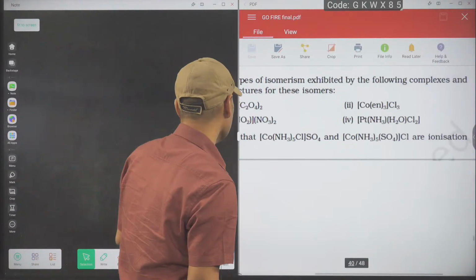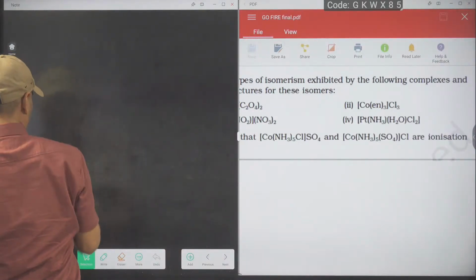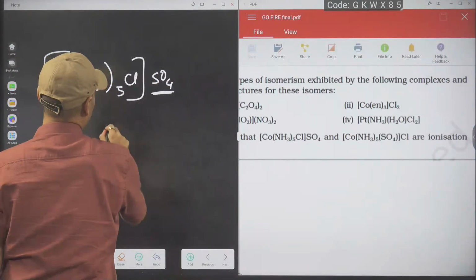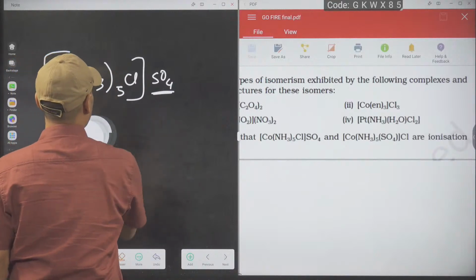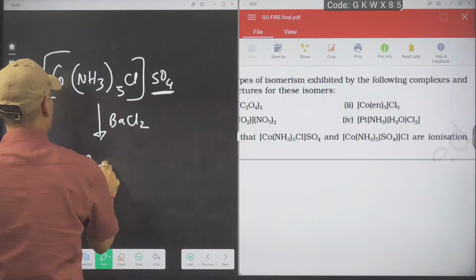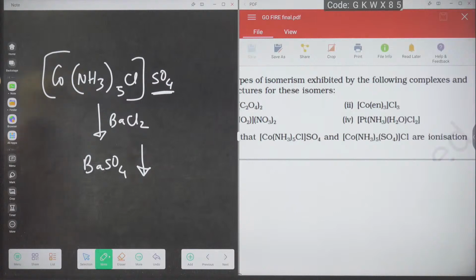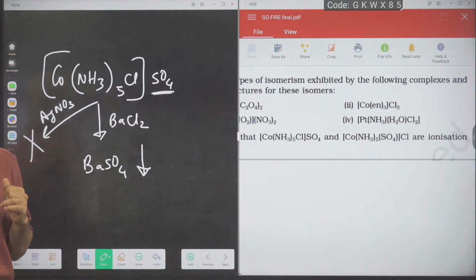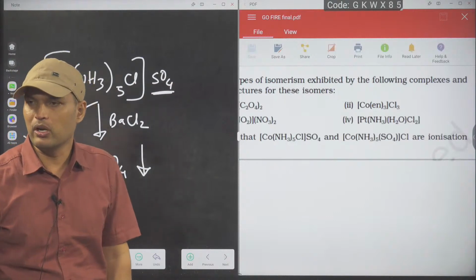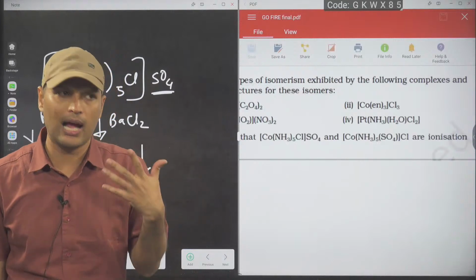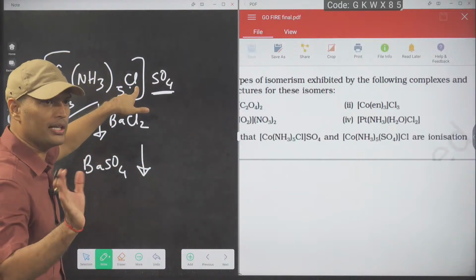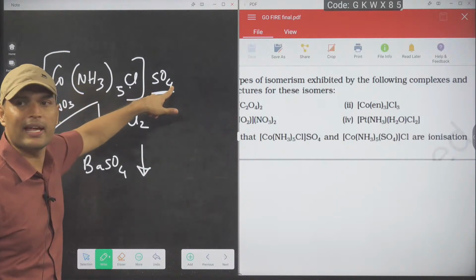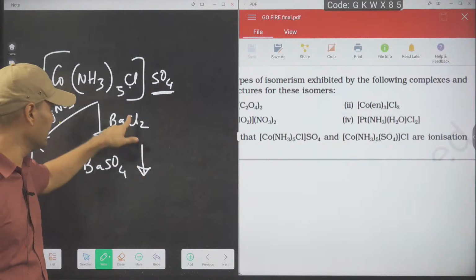Here they are asking how you can differentiate between them. Like see, if you are having this compound, then here you will get sulfate ion. So this will give the test with BaCl2. BaSO4 white precipitate will be formed. With AgNO3, no reaction, because Cl minus is not outside. Cl minus is inside, so you will not get Cl minus. So with AgNO3, no AgCl precipitate. But if you put BaCl2, you will get BaSO4 precipitate.